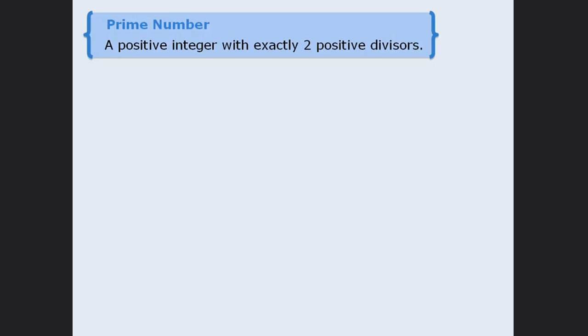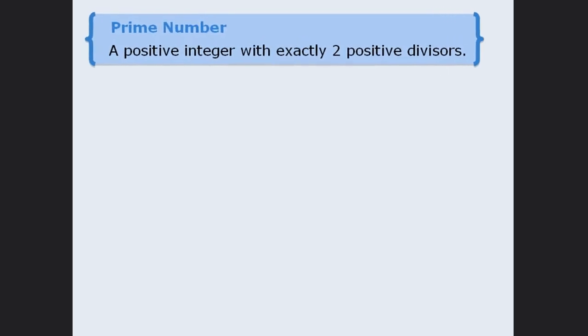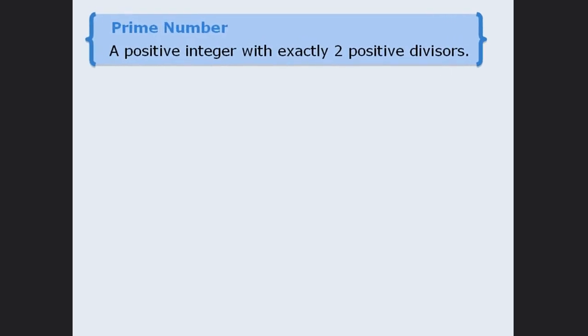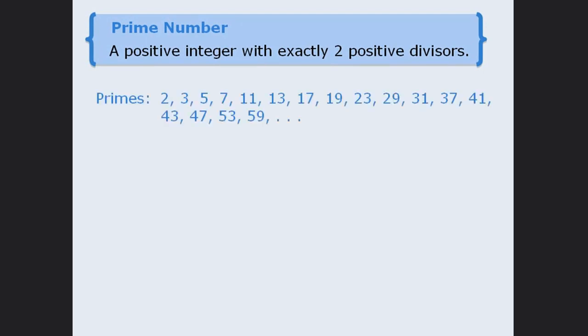A prime number is any positive integer that has exactly two positive divisors. So here are the prime numbers up to 59. Be sure to memorize these. Now, while there is an infinite number of prime numbers, it is very unlikely that you will ever need to know any primes greater than 59.